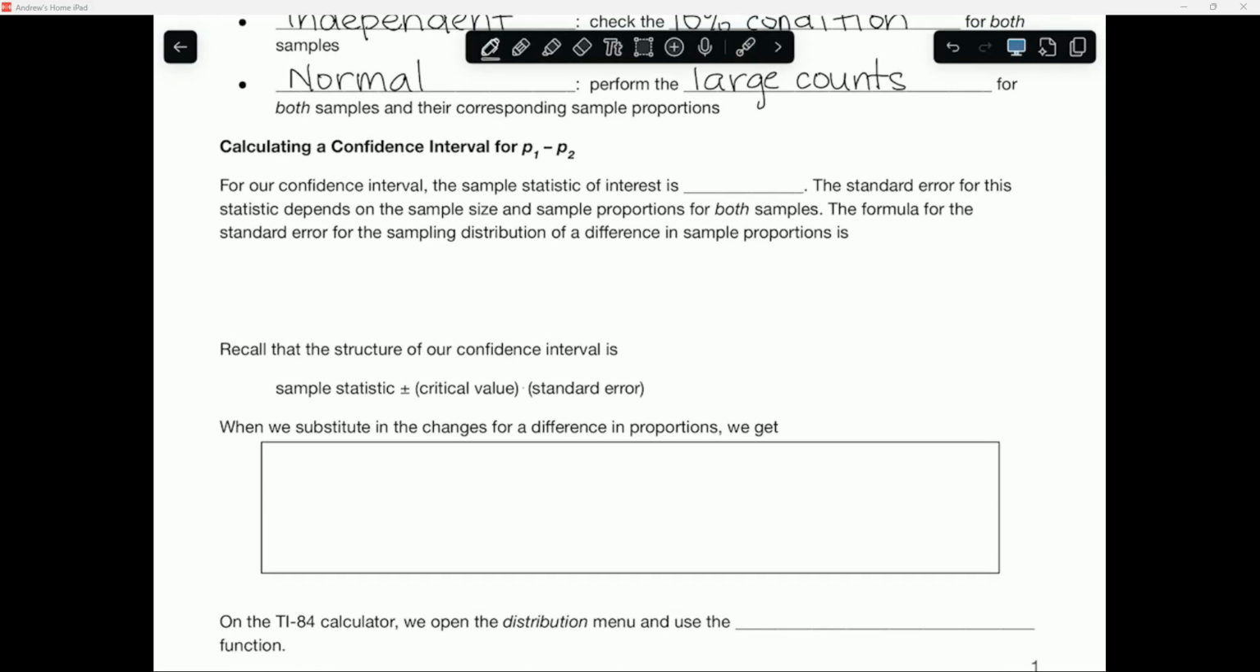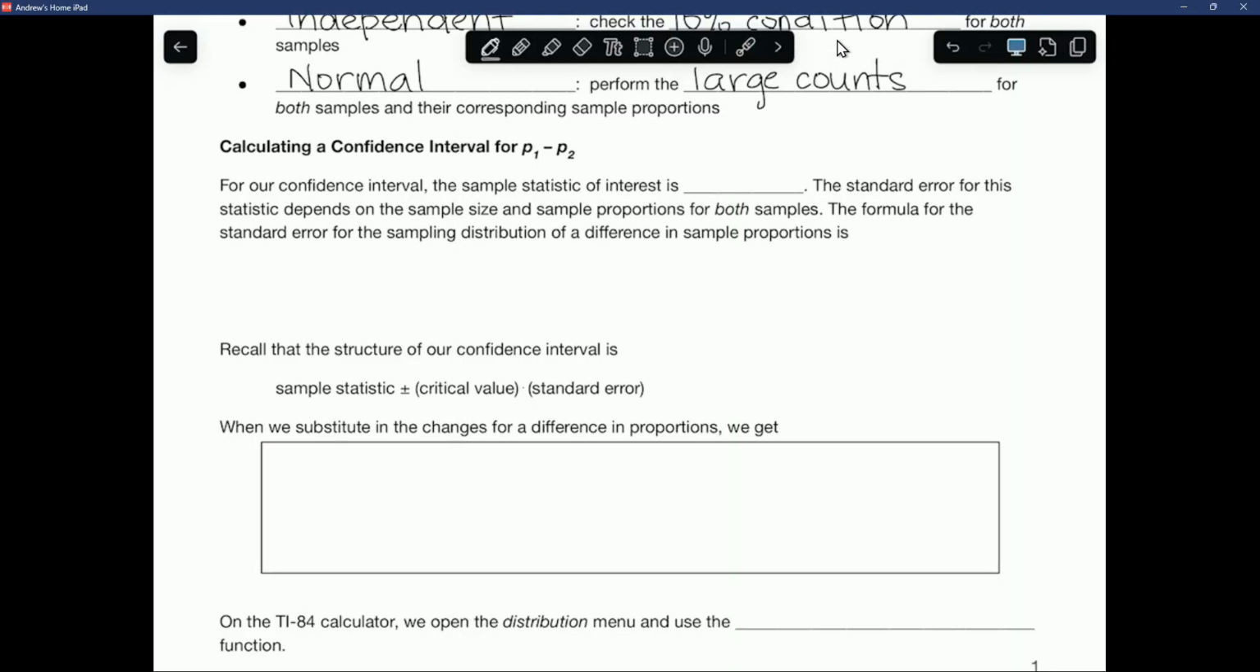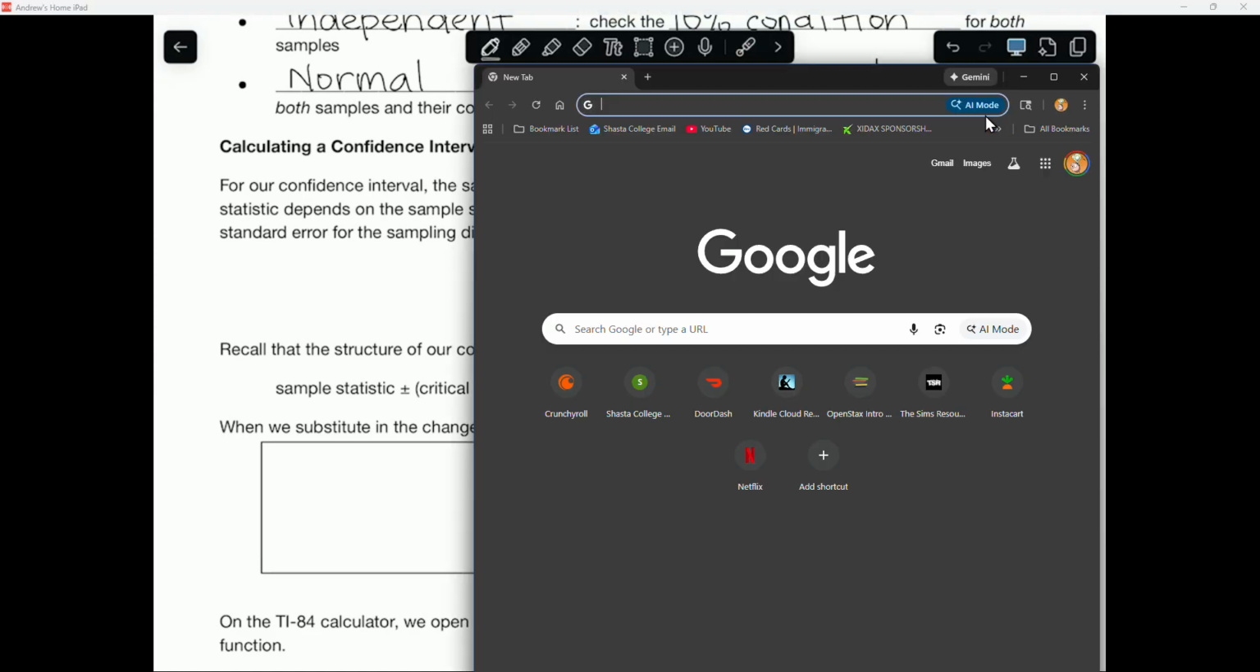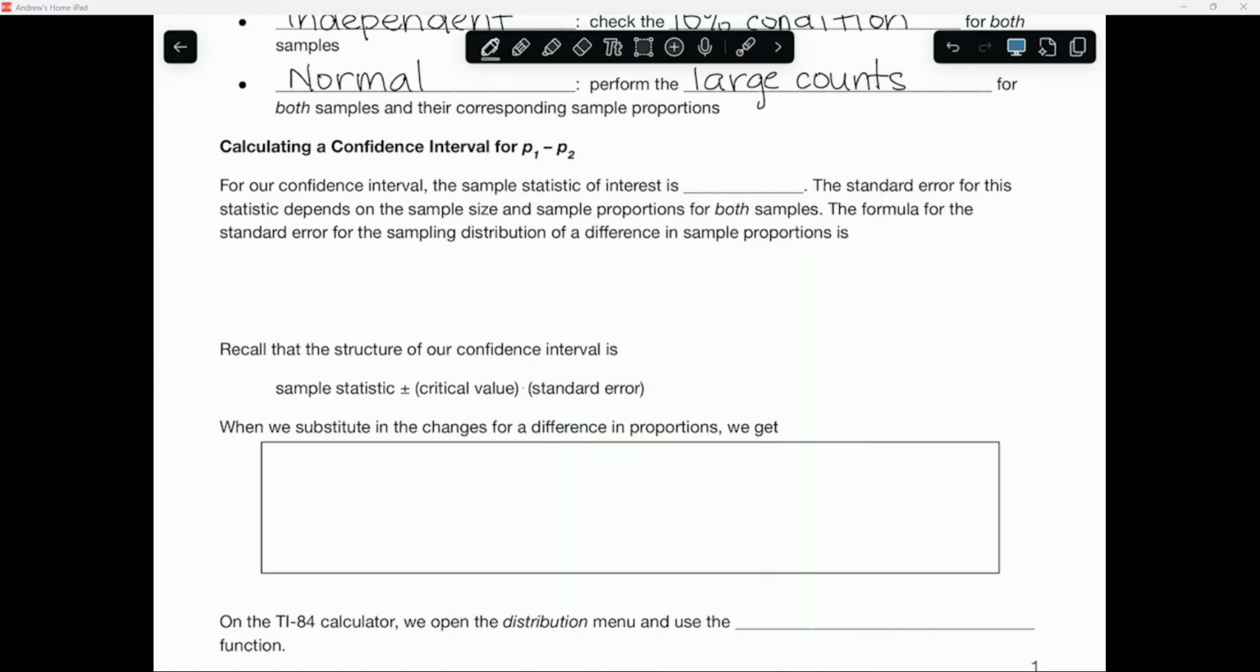So now on to calculating our confidence interval. Remember, when calculating our confidence interval, our sample statistic is the center of that interval. And in this case, because I'm looking at a difference in population proportions, my sample statistic is going to be the difference in sample proportions, so p hat 1 minus p hat 2.